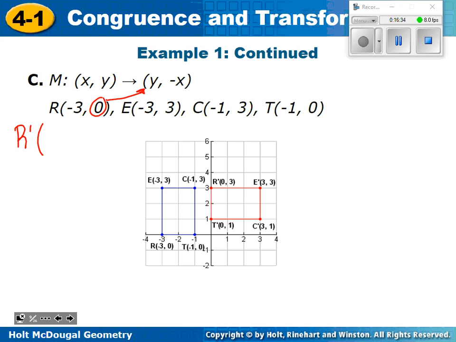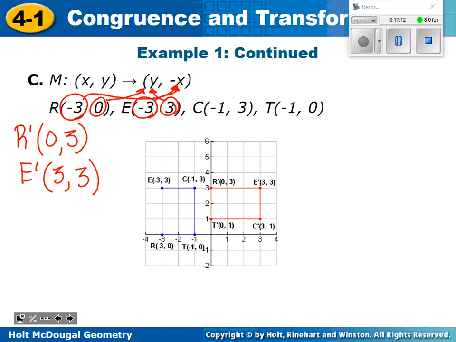0. And what's going in for X? Negative 3. And when we do a negative, it becomes a positive. So what is R prime? (0, 3). Is everybody with me? So we're switching them and we're changing the sign of that second one. So what is E prime going to be? Again, the Y goes in for Y, so it's going to be 3. The negative 3 goes in for X, but it's also a negative, so it becomes a positive. So it should be (3, 3).